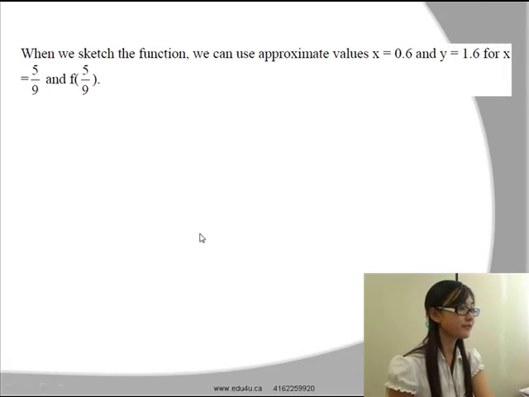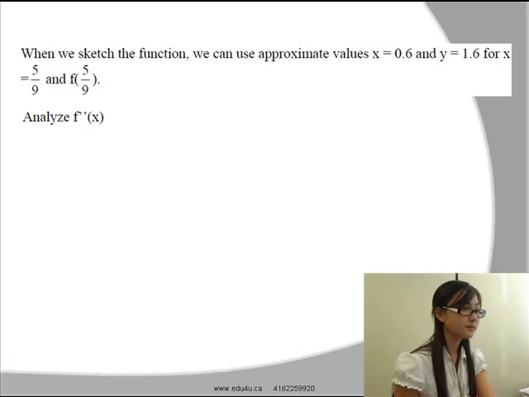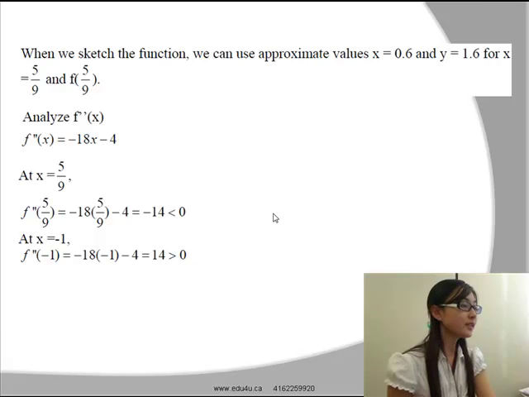Of course, when we need to sketch a graph, it is very hard to find where 5 over 9 is, and therefore we use division, we divide it out, and that will be the same as 0.6. The y value for x equal to 0.6 will be 1.6. Now let's figure out the second derivative of f of x, and that will be equal to negative 18x minus 4.